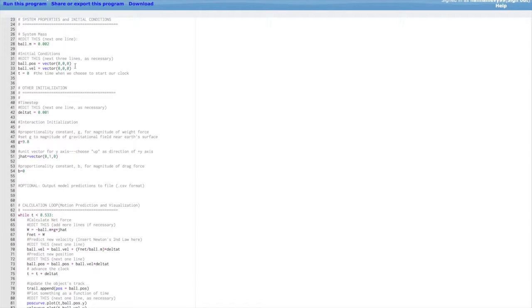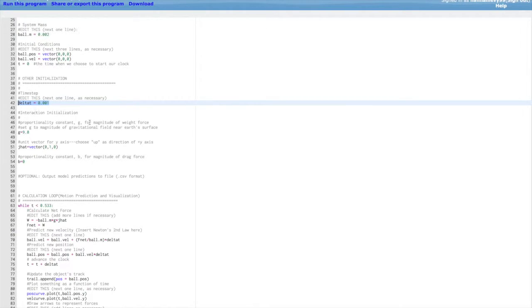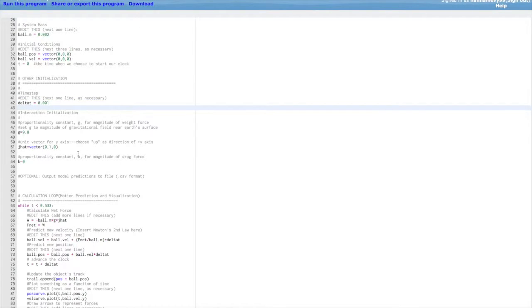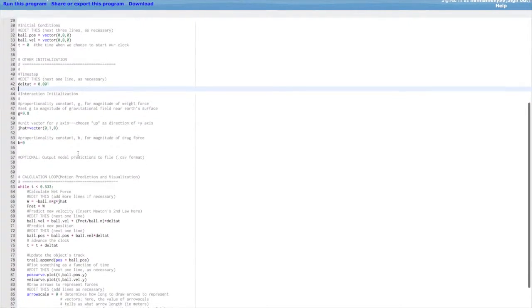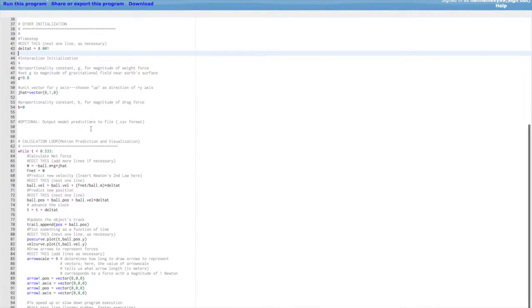In this case, I set the origin of the video to be the starting point of the cube, so the initial position is the vector 0, 0, 0. Since the cube starts from rest, the initial velocity is the vector 0, 0, 0. I chose my delta t to be 0.001. The small time steps allow for a more accurate representation of the motion of the cube, as the total time frame of the clip is only 0.533 seconds.